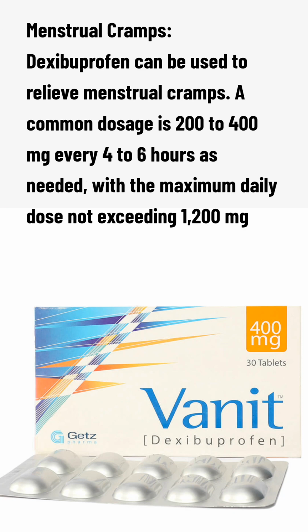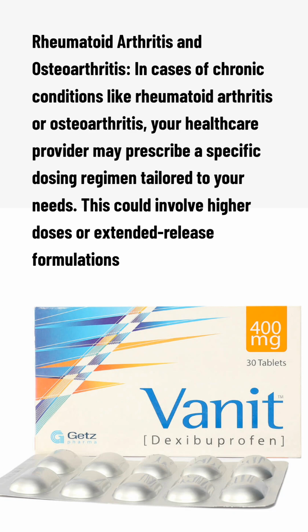Menstrual cramps. Dexibuprofen can be used to relieve menstrual cramps. A common dosage is 200 to 400 milligrams every 4 to 6 hours as needed, with the maximum daily dose not exceeding 1,000 to 1,200 milligrams. Rheumatoid arthritis and osteoarthritis. In cases of chronic conditions like rheumatoid arthritis or osteoarthritis, your healthcare provider may prescribe a specific dosing regimen tailored to your needs. This could involve higher doses or extended-release formulations.